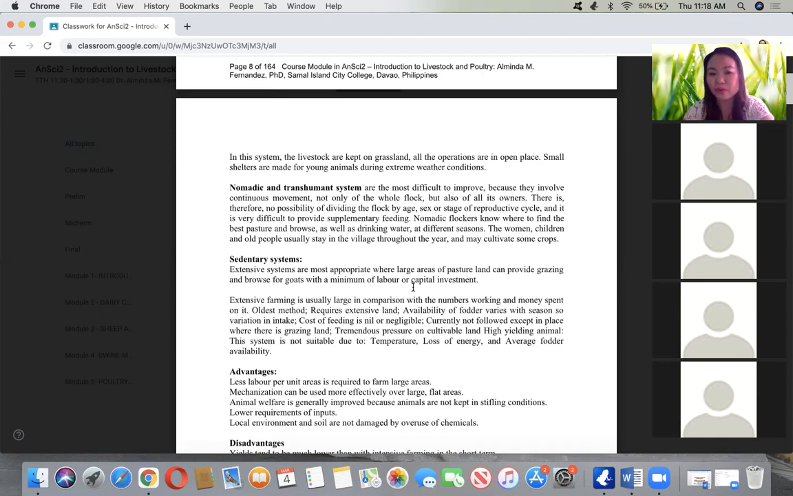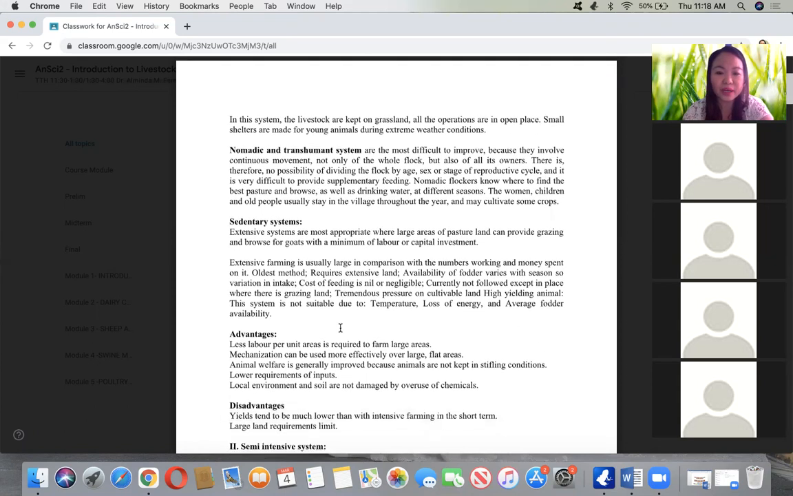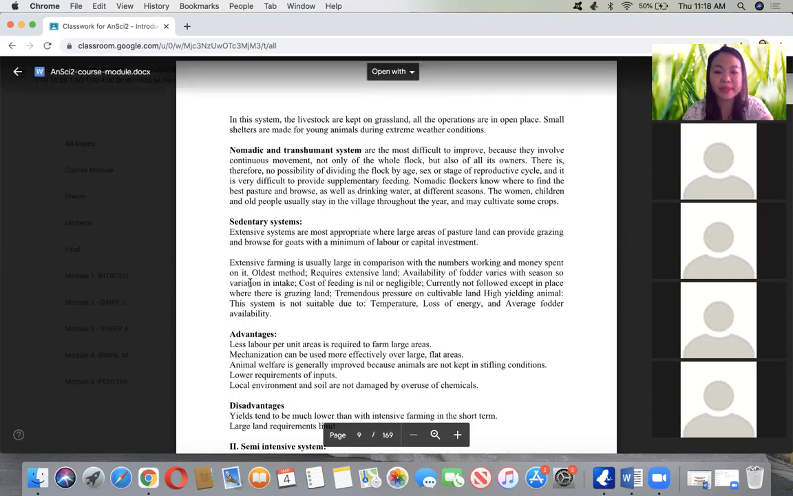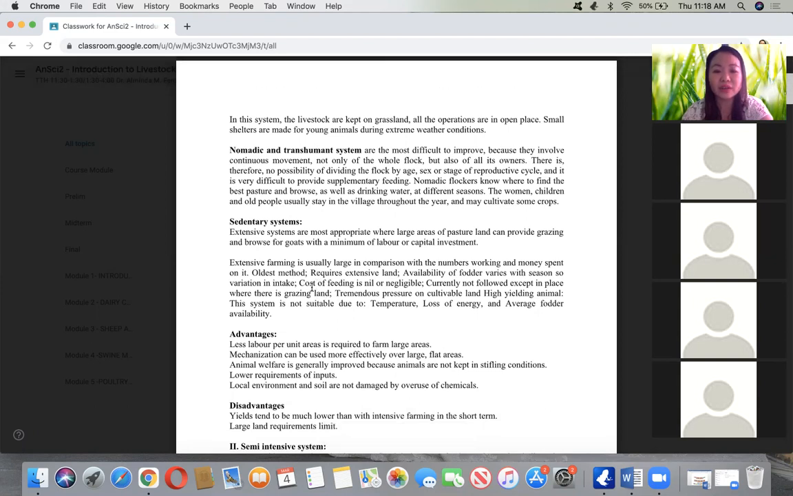But you need to own, of course, a huge amount of land. Extensive farming is usually large in comparison with the number of workers and money spent on it. It is the oldest method and requires extensive land. However, in our time now, if you are not fortunate enough to inherit huge lands, under the agrarian reform program, we cannot own more than 5 hectares.